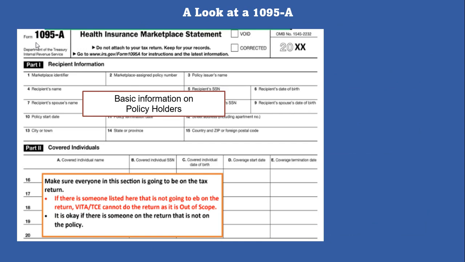So if you have somebody come in that has somebody on this policy part two that is not on the tax return, stop and reach out to me and we'll talk about it. It is absolutely okay if there's people on the tax return that are not on this policy. Maybe there's 4 people on the tax return, but this health insurance policy from Marketplace is only for one person that's on that return. That's okay. It's okay to have more people on the return that are not on the policy, but it is never okay to have somebody on the policy that's not on the return. Remember that.